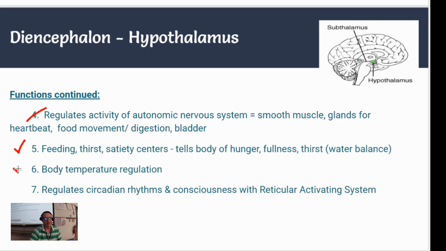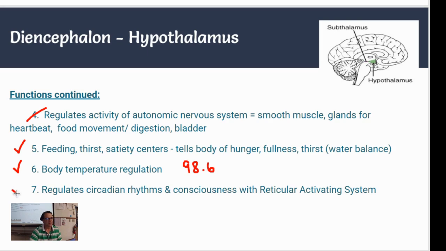Body temperature regulation. So through different neurotransmitters it helps keep the body around 98.6 degrees Fahrenheit. I think that temperature has actually gone down through evolution. We've evolved. I think our body temperature is actually lower than 98.6 now.